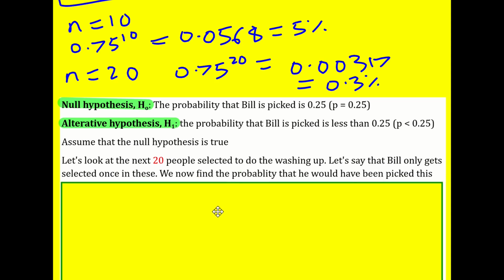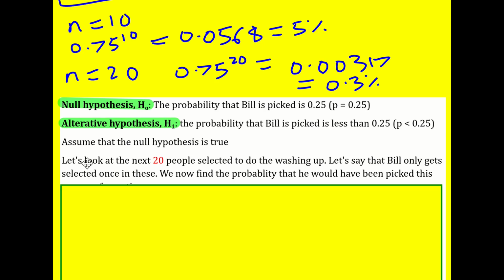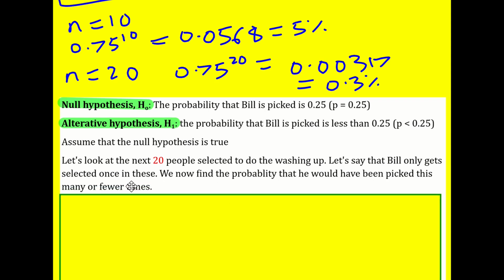Okay, and then let's say that Bill only gets selected in one of these. If he is rigging it, he's probably not going to make it so he never does it. He's just going to subtly put his name out there sometime so that it looks like he actually can be picked. But what's the probability that he was picked once or less than once in 20? That's still going to be quite small. We're going to find the probability that this would happen this many or fewer times. We don't just look at the probability that he's picked once, we look at the probability that he's picked once or less, because we need to look at the cumulative distribution.